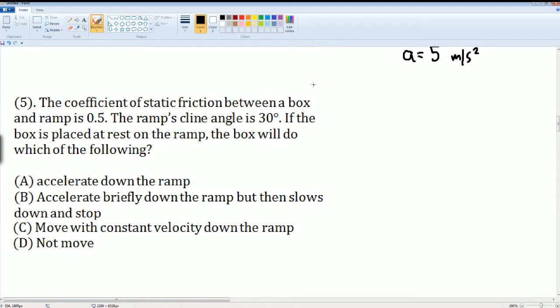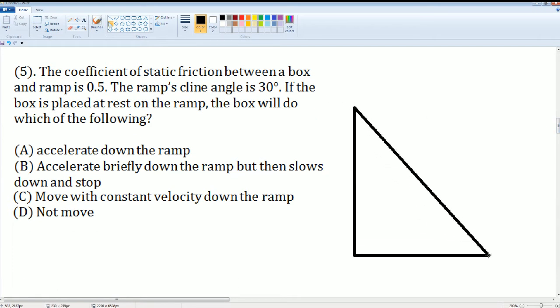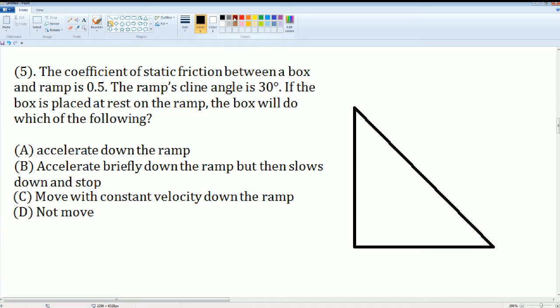Okay, number 5. The coefficient of static friction between a block and a ramp, the ramp inclines at 30 degrees. If the block is placed at rest, the block will do which of the following? Okay, this is a very interesting phenomenon to see. Let's talk about this question a little bit before I give you the answer. So here's this block, and this is 30 degrees.